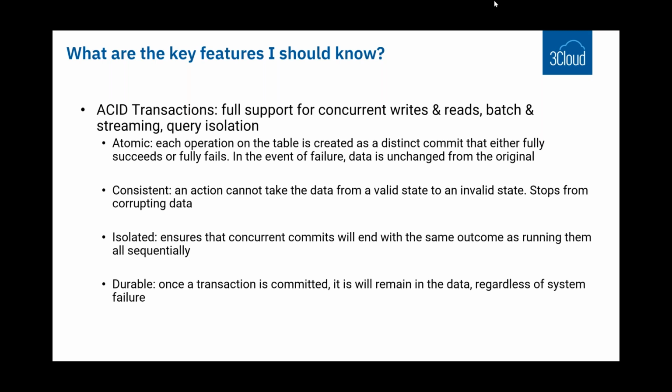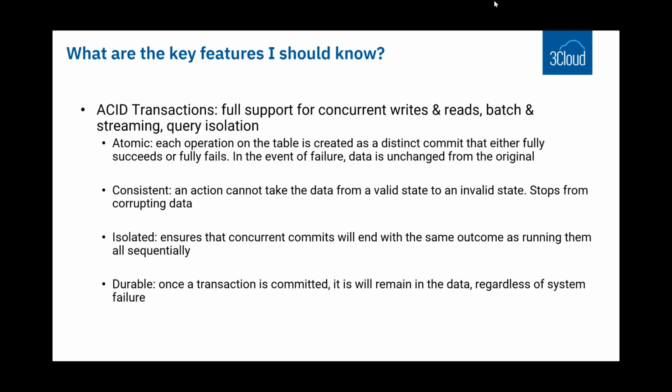The I is isolation. It ensures that concurrent commits will have the same outcome as running them all sequentially. So you can have multiple people working on the same data at the same time. You can line things up so they essentially work as if they're sequenced. It can do things concurrently if they're working on different parts of data. It'll prioritize order if they are working on the same data. The processes will run through, and they won't interact with each other at the same time. So that should all be separate. So you can have multiple people working on the same data at once without a ton of risk.